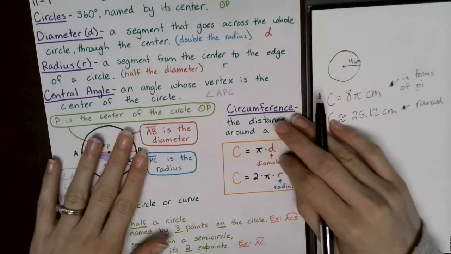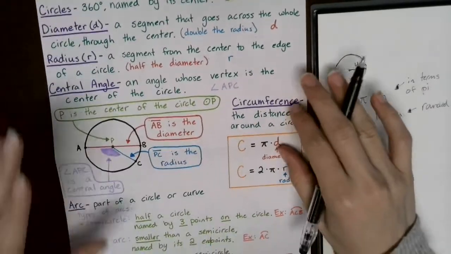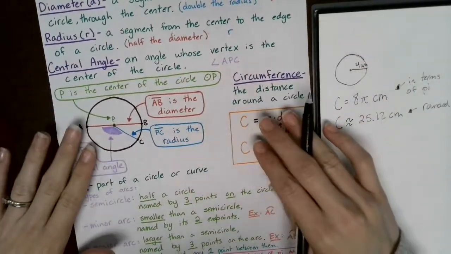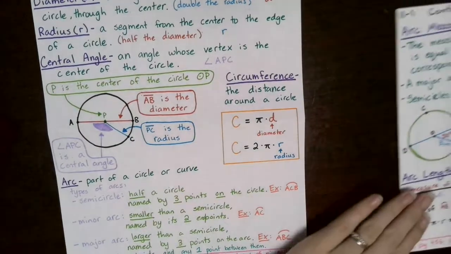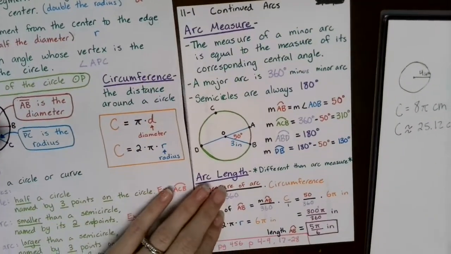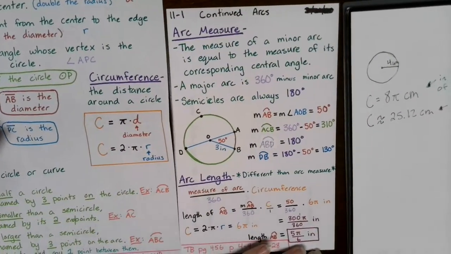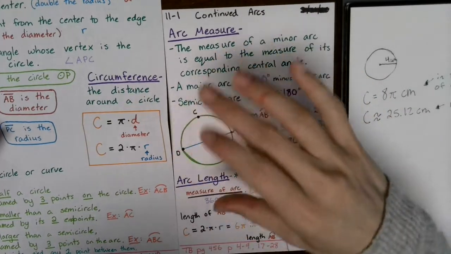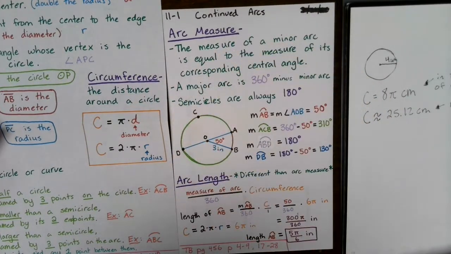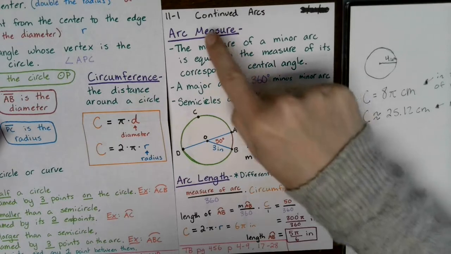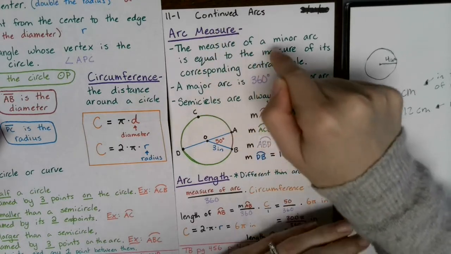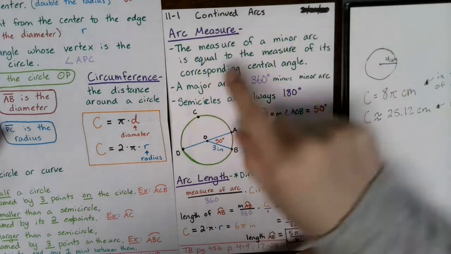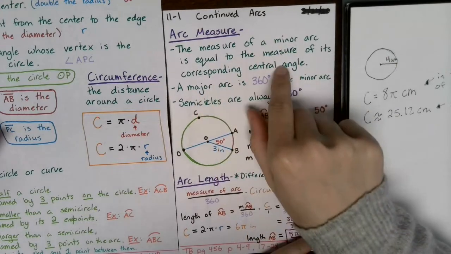So that is just the basics about circles, arcs, and circumference. Okay. Now we're going to talk about arc measure and arc length. Now these are two different concepts, and it's very important that you understand them. Arc measure is the measure of a minor arc, and it's equal to the measure of its corresponding central angle.